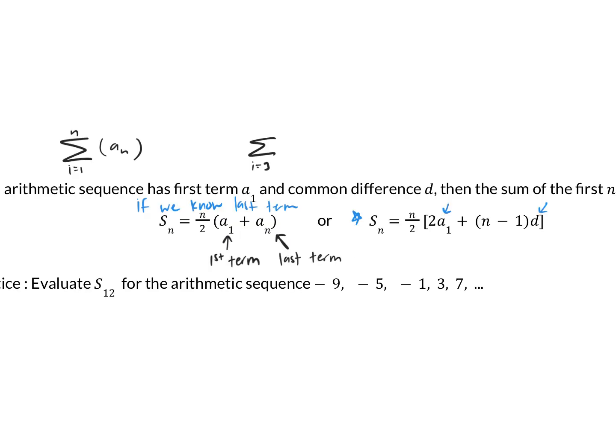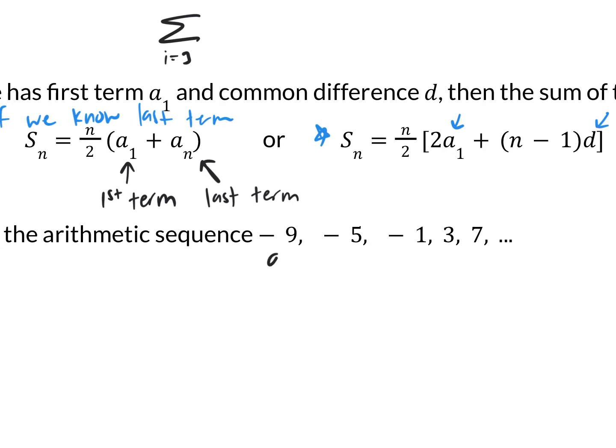So we're evaluating the sum of the first 12 terms in the sequence. That's what s sub 12 means. It's not a sub 12, meaning the 12th term in the sequence. It's adding the first 12 terms of the sequence: negative 9, negative 5, negative 1, 3, 7. So which one do you think we're going to use? Second formula, because I know the first term, and I can figure out that difference pretty easily, right? So a sub 1 is negative 9. My difference between them is positive 4.